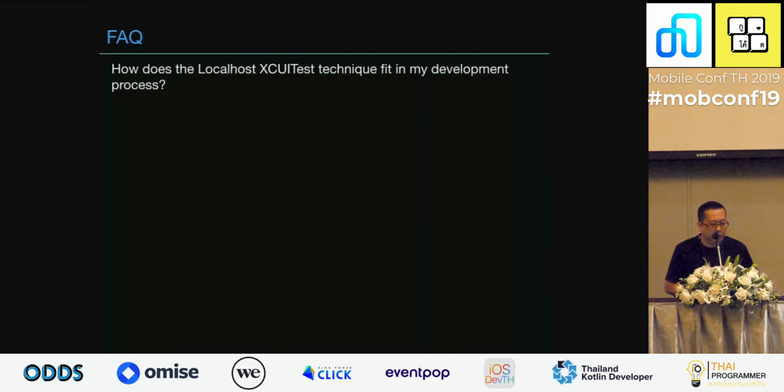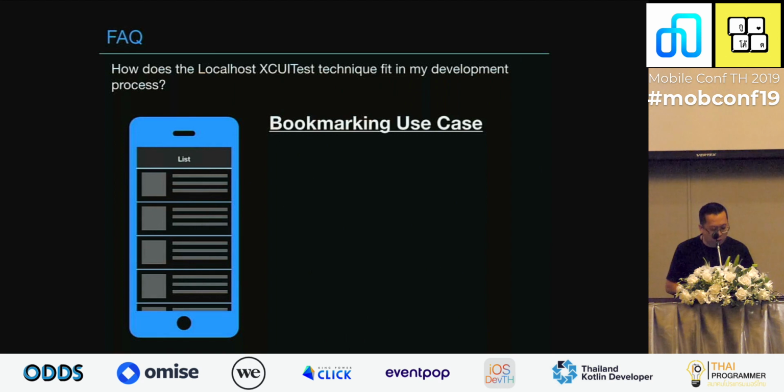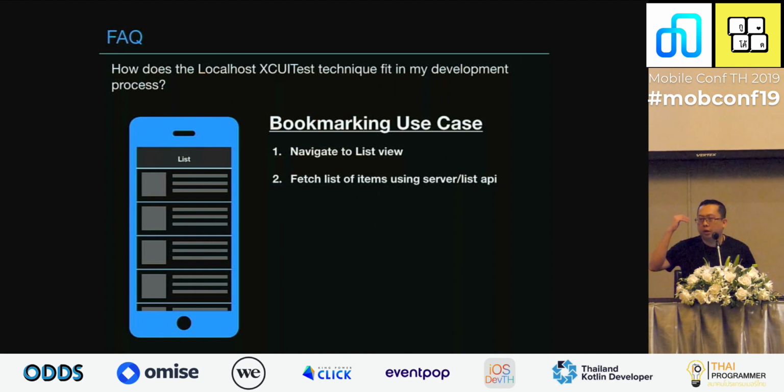So how does localhost XCUITest fit in my development process? Let's visit the bookmarking use case. Suppose you are working with the backend API team and you want to draw up some API contract agreements. So in our app, we will navigate to the list feature. We'll fetch a list of items using the list API. And when you hit that API with these parameters, you will get a JSON response that looks like this. And that is your contract agreement number 1.